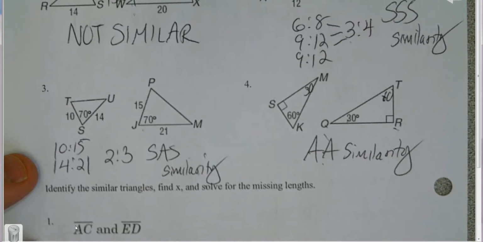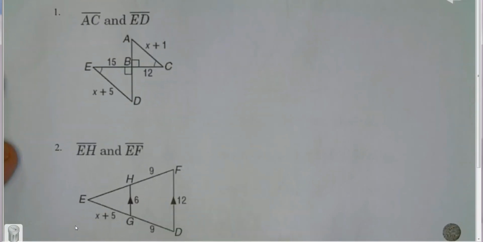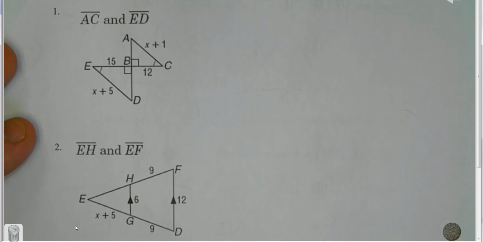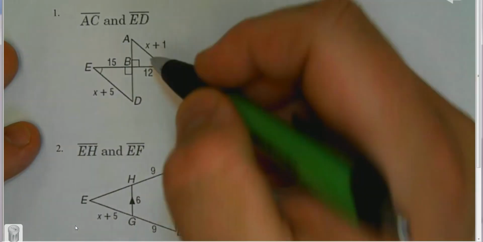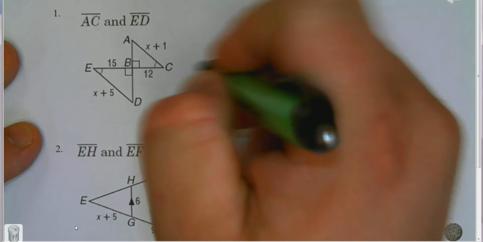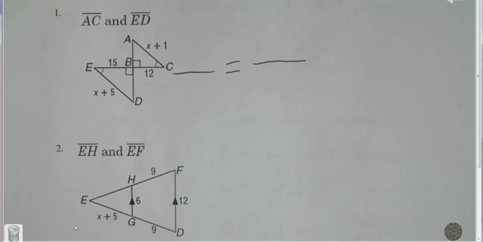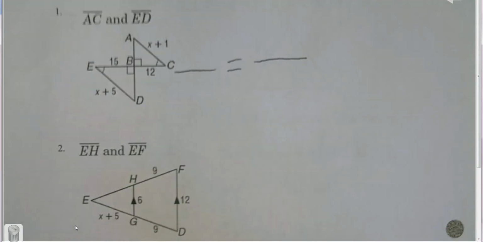Now, we call this the proportion unit. The reason why is because if two triangles are similar, you can set up a proportion to solve for a missing variable value. So for AC and ED, if I want to solve for the missing lengths, I need to set up a proportion. Well, what is the relationship between this triangle and this triangle? Well, let's look at the corresponding parts.